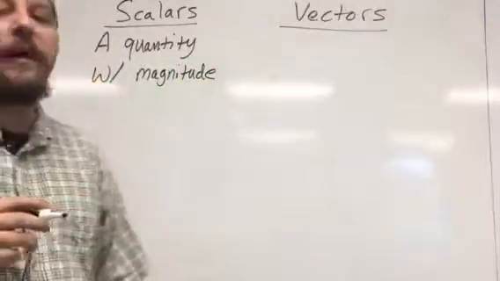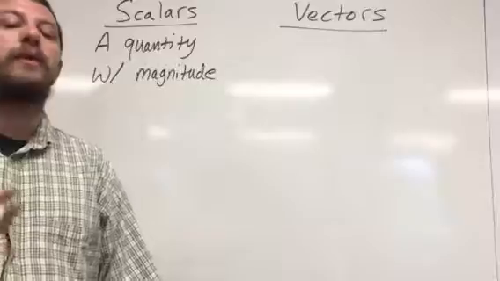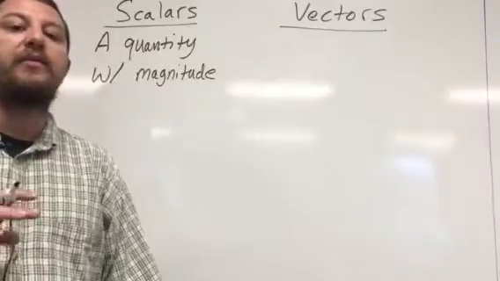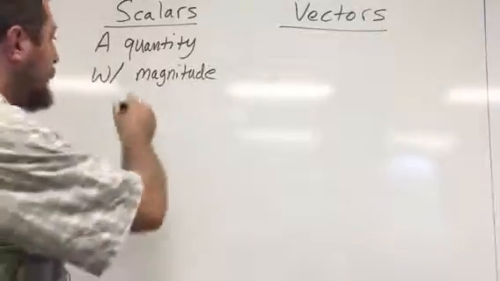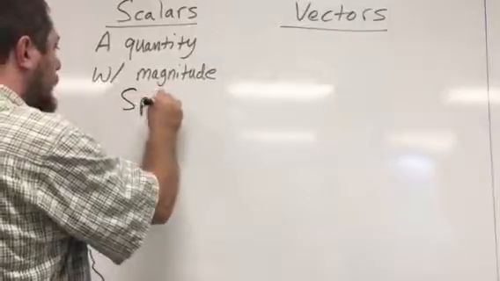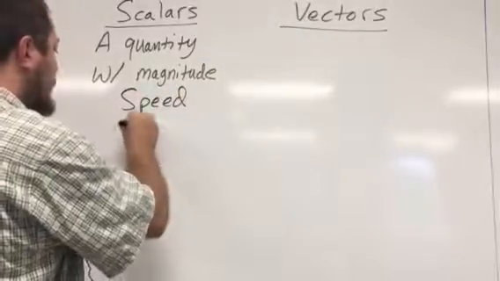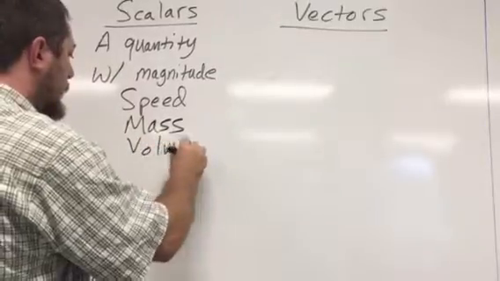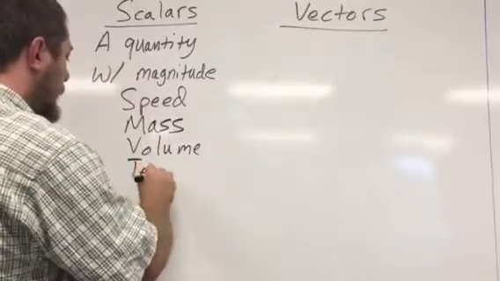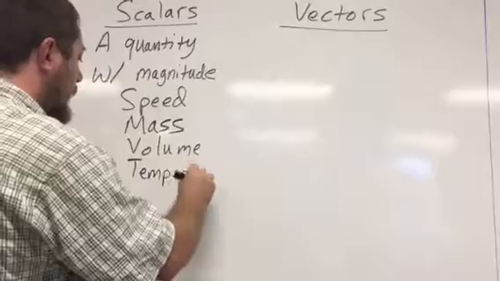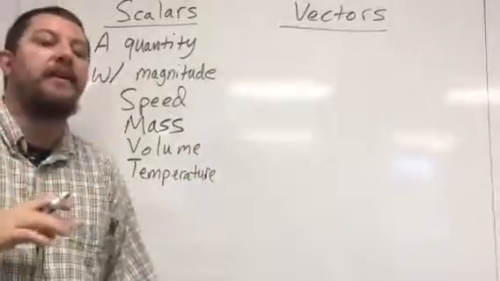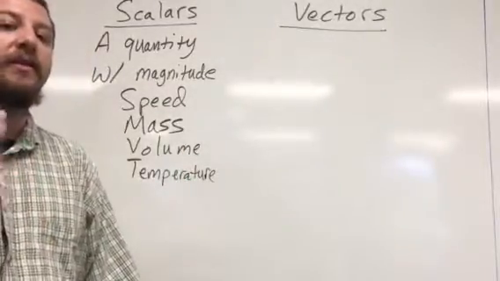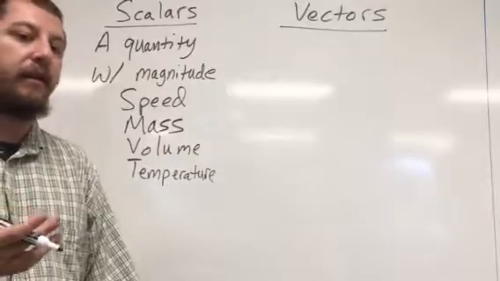Right? So what types of objects or measurements only have magnitude? Okay, these would be things like speed, mass, volume, temperature. All of these things are examples of quantities with just a magnitude associated with them, okay?